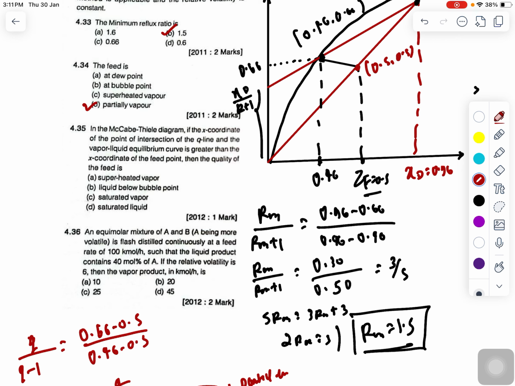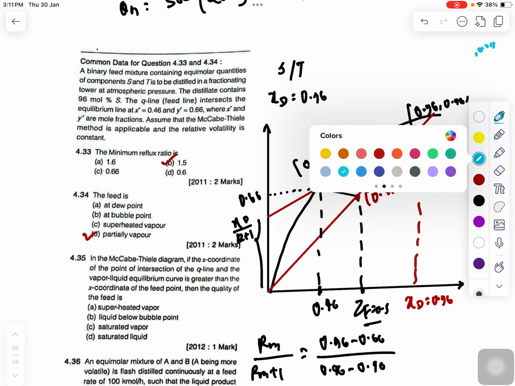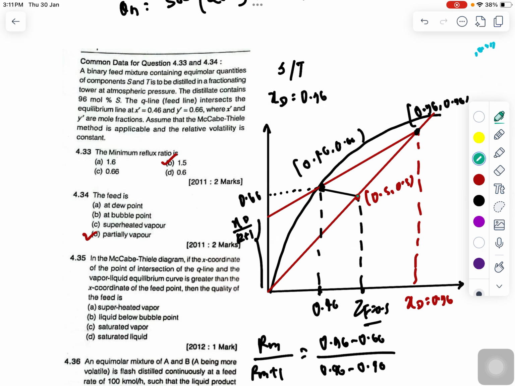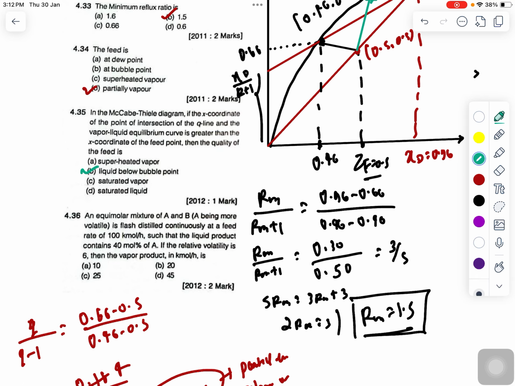Okay. Now I will be moving towards the next problem. In the McCabe-Thiele diagram, if the x coordinate of the point of intersection of the q line and the vapor-liquid equilibrium curve is greater than the x coordinate of the feed point, it means this q line would be looking like that. So what is the condition of feed? Here you can say that the slope is positive. So q divided by q minus 1 should be greater than 0, if it is positive it has to be positive, or if it is negative it has to be negative. So in that condition, you can say that feed is below bubble point, right? So this is the condition with liquid below bubble point. So you can see option B is correct.